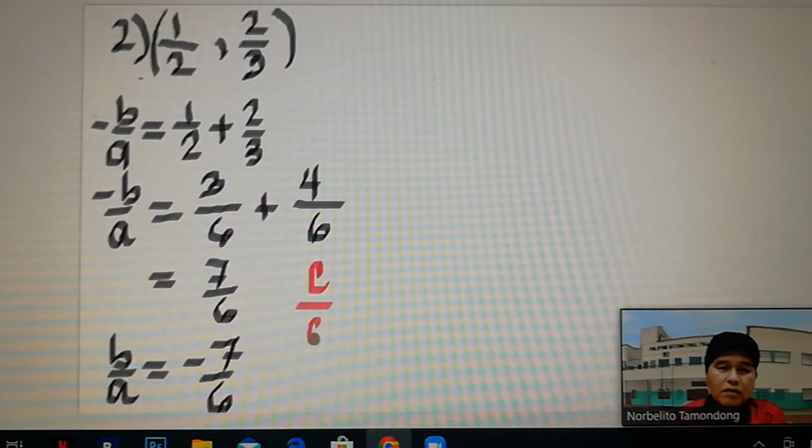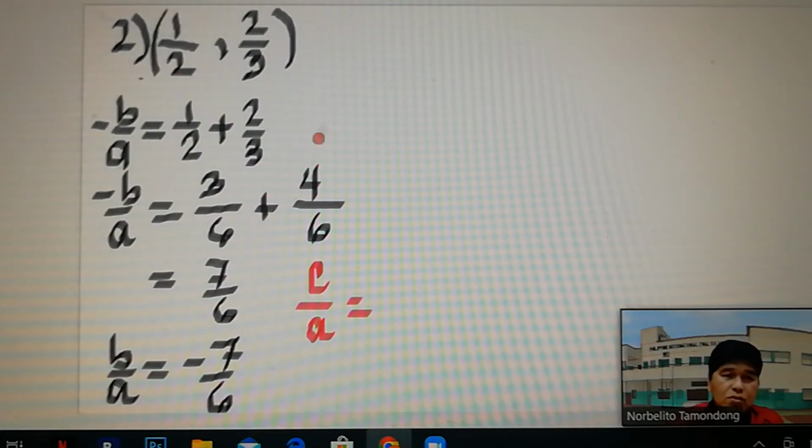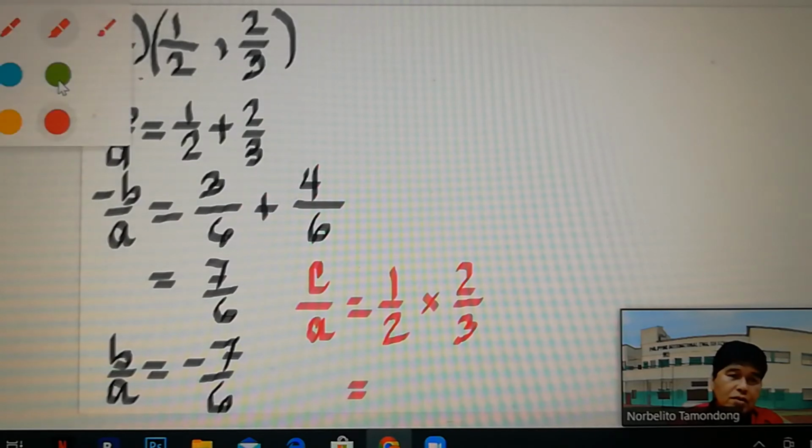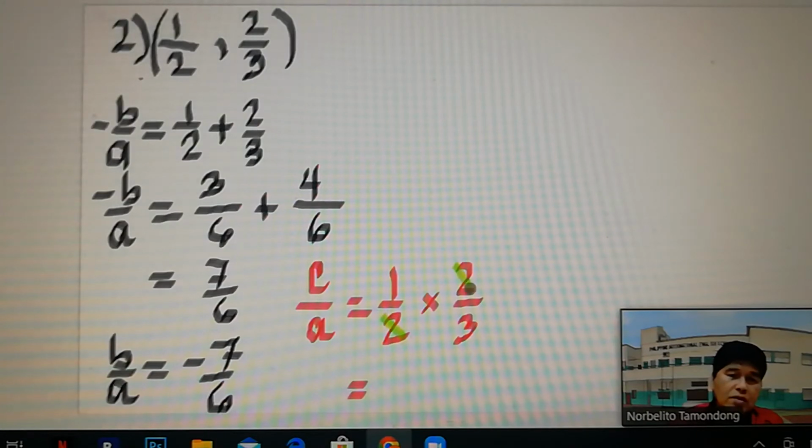C over a is equal to the product. Just simply multiply these two roots, 1/2 times 2/3. So what is the product? You may apply cancellation first before you multiply. That is the rule when you multiply fractions. So what's the product? 1 times 1 equal to 1. Then 1 times 3 equal to 3. So the product is 1/3.